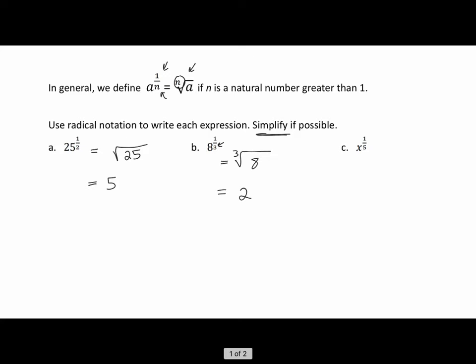Example C, we want the radical, the radicand is the base, and the denominator is the index. And that can't be simplified because we don't know what number x stands for here.